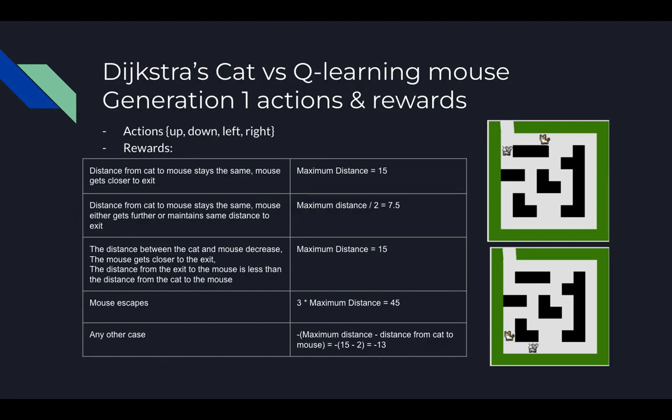Now, the only acceptable time for which the mouse should travel towards the cat is if it is also traveling towards the exit, and we know the mouse will reach the exit before the cat reaches it. An example of this is shown on the top right image. Otherwise, for all other cases, the mouse will be getting closer to the cat at the expense of its life. When this happens, we penalize it by applying a negative reward, which is defined as the negative value of the maximum distance subtracted by the distance between the cat and mouse. This ensures that the penalty increases when the cat is closer to the mouse. An example of this is shown on the bottom right image, where the distance between the cat and mouse is 2, and we therefore end up with a penalty of negative 13, assuming the mouse did not maintain its distance from the cat.